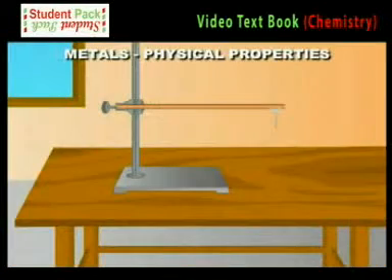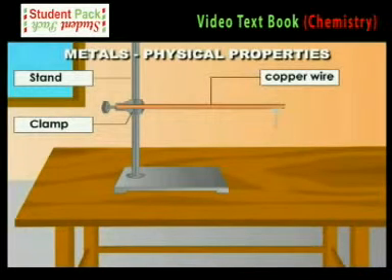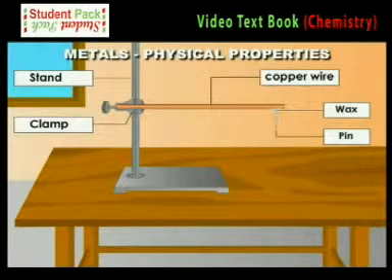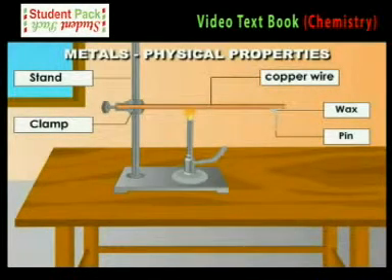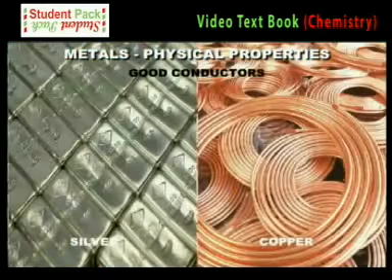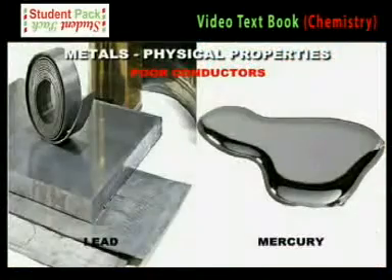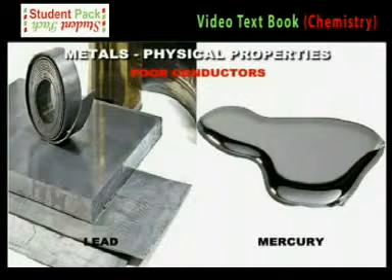Take aluminium or copper wire and clamp this wire on a stand as shown. Fix a pin to the free end of the wire using wax. Heat the wire with a burner near the place where it is clamped and note your observations. This activity shows that metals are good conductors of heat and have high melting points. The best conductors of heat are silver and copper. Lead and mercury are comparatively poor conductors of heat.